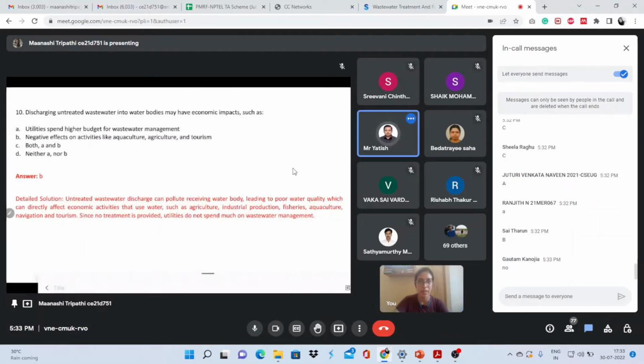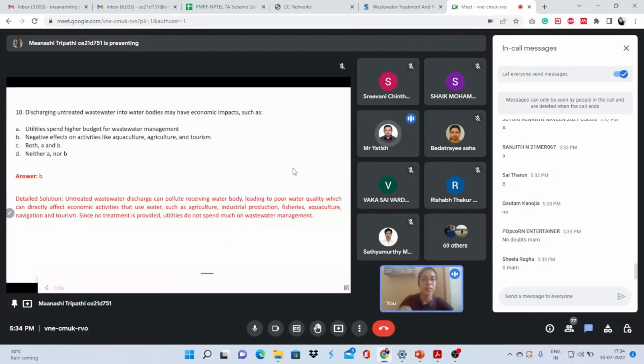B is correct. Any doubt? I hope you understood. Excuse me, madam. Yes. Here the first thing, a utility spends higher budget on wastewater management. It is a used water management. So again, if you do not manage wastewater, there is an economic impact on the downstream activities like water bodies and all. See, this is not water management, right? That's what I'm saying.